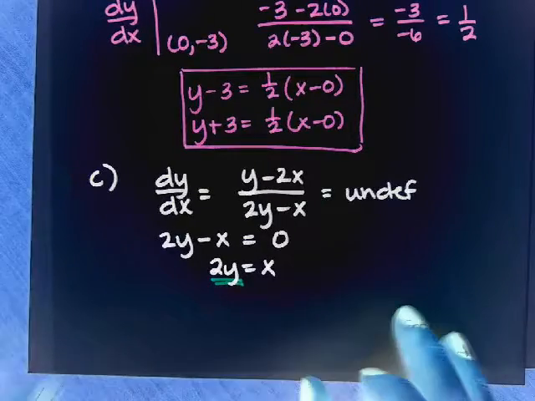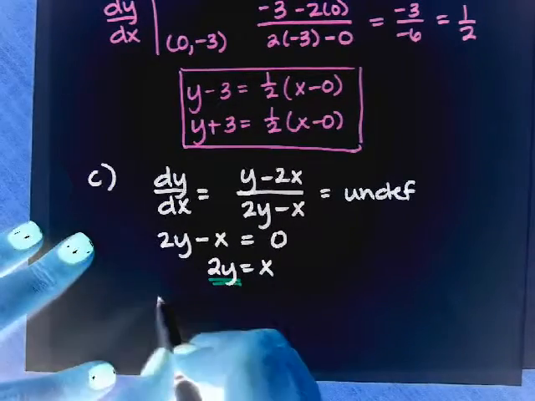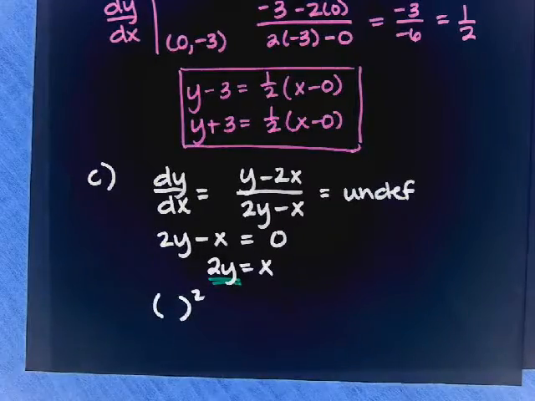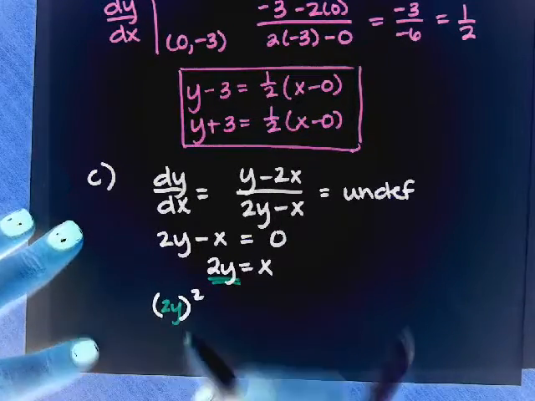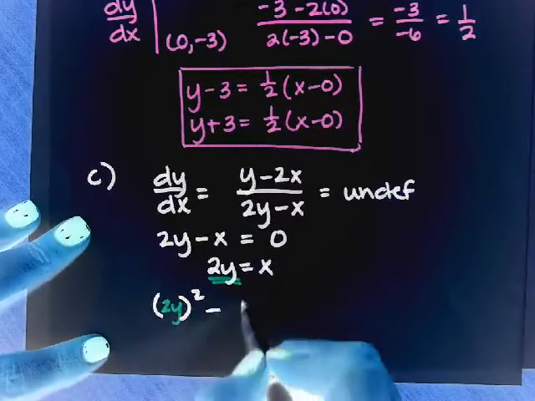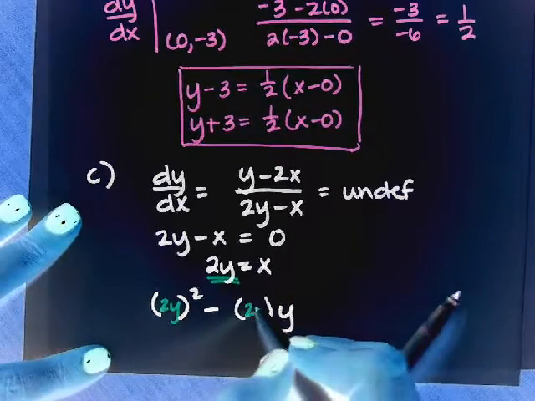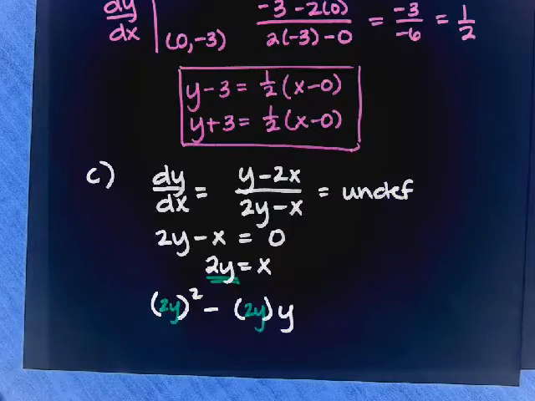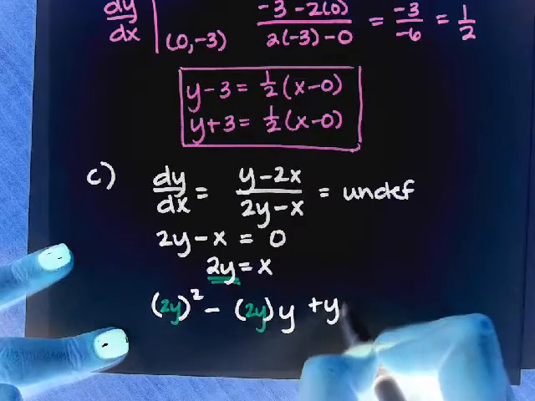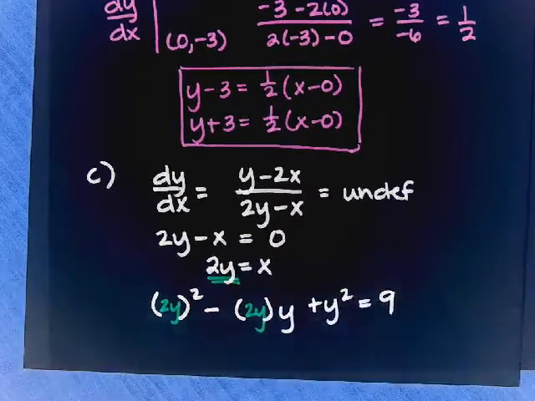Okay, so the original curve said x squared, so I'm going to do 2y squared minus x times y, which is 2y times y, plus y squared equals 9.